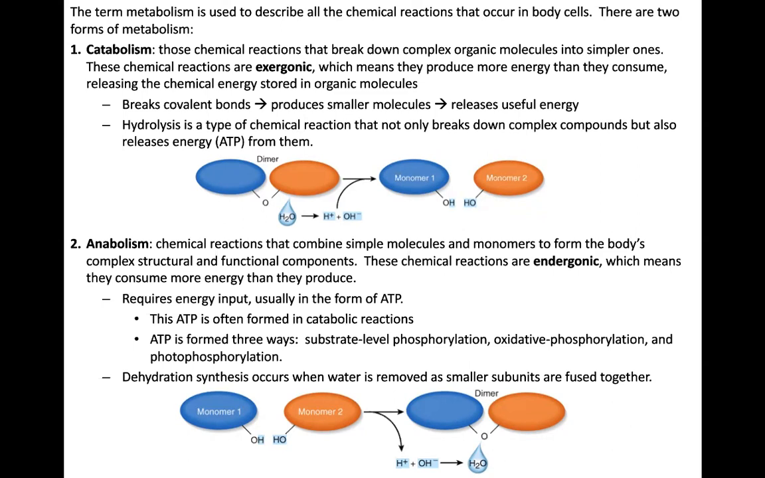We take the energy from those fuel nutrients and we extract the ATP from them. In other words, we break covalent bonds, producing smaller molecules and releasing useful energy. We also talked previously about hydrolysis reactions, and that's what's illustrated here in the picture in the middle of the page. These are chemical reactions that not only break down complex compounds, but also release the energy from them in the form of ATP. Hydrolysis infers that water is involved. Water is an input that we use to help break the bonds involved.